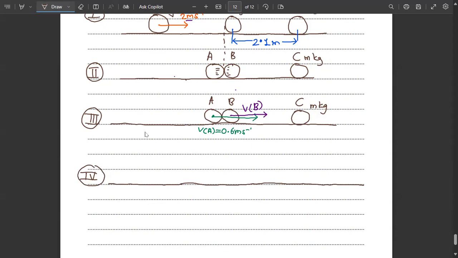As B moves ahead, because A has velocity, A will also move ahead. So if A collides here, then A will also move some part ahead. So let's consider A to be here now, and it is still moving at 0.6 meter per second. And B and C collide here. B collides with a speed of 1.05 meter per second.